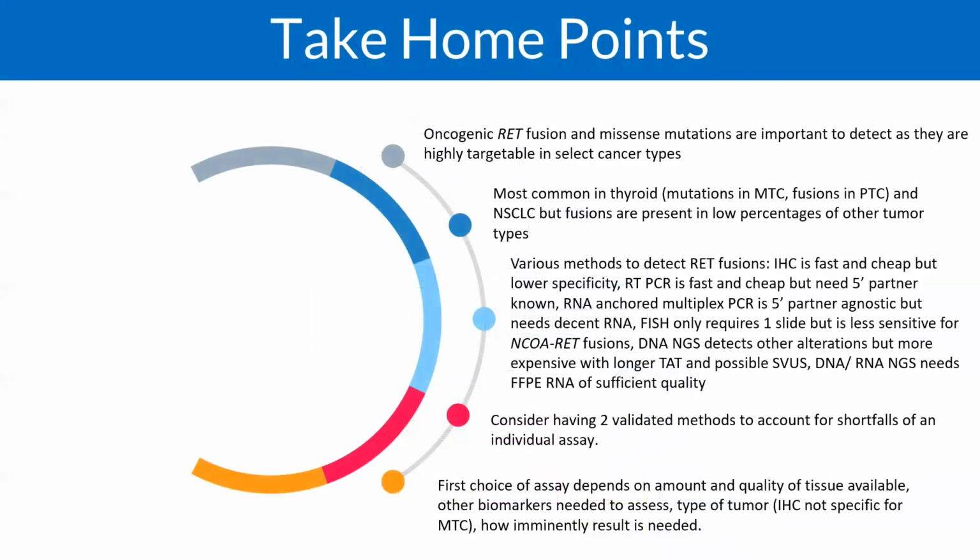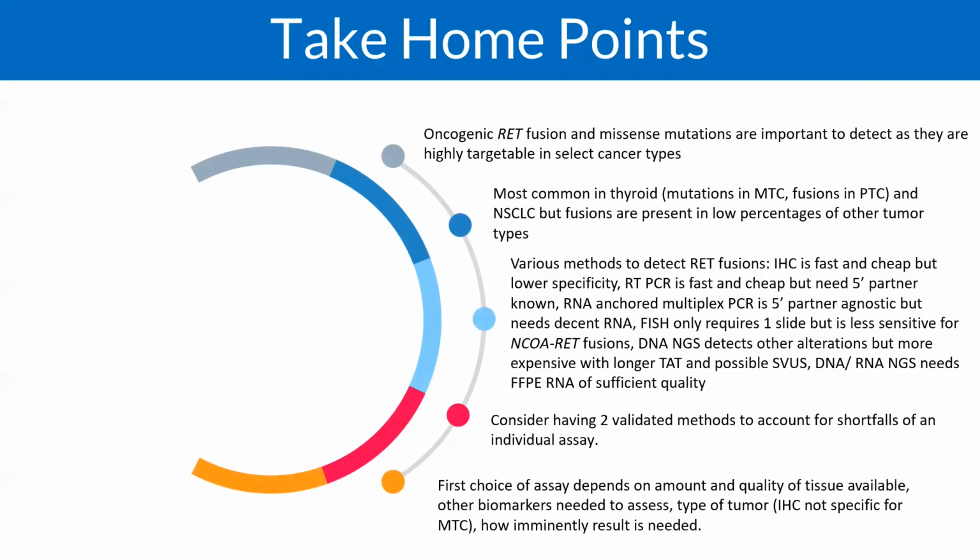So to conclude, oncogenic RET fusions and mutations are important to detect because two FDA-approved inhibitors with high and durable responses are now available. These fusions are most commonly seen in papillary or poorly differentiated thyroid cancer, as well as lung adenocarcinoma, with mutations being seen in medullary thyroid cancer. But fusions also occur rarely across other cancer types. There are various assays available for the detection of RET fusions, and the advantages and pitfalls of these assays were summarized in this webinar and in previous slides that will be available online.